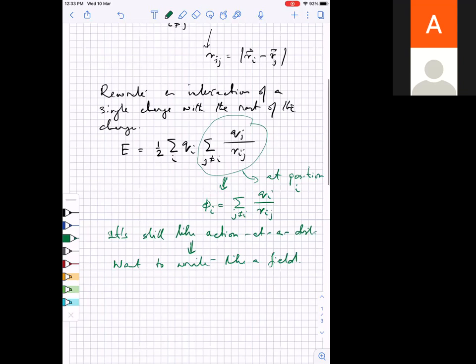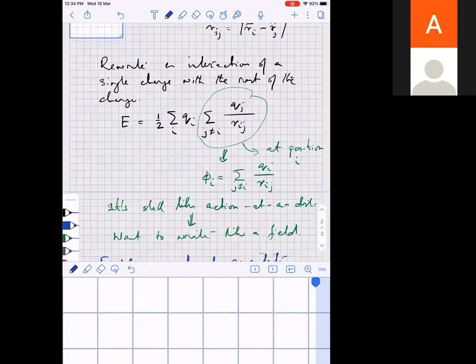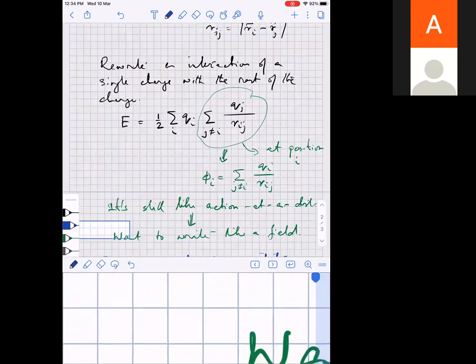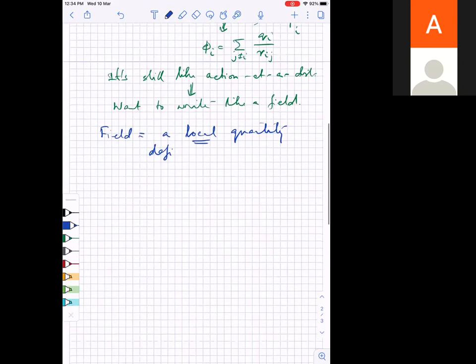So over here, we must define what is a field. I guess most of you know what a field is, but still, if someone doesn't know, this is very important. The field is a local quantity. The most important part here is the word local. The field is a local quantity, and it is defined at every spatial point.